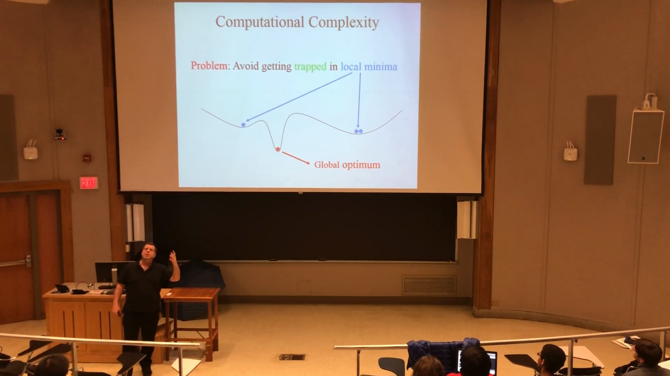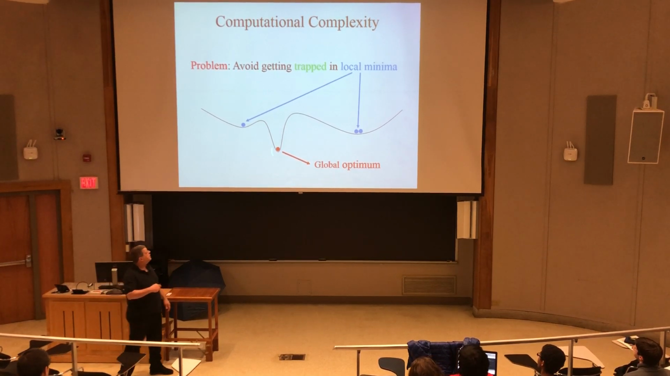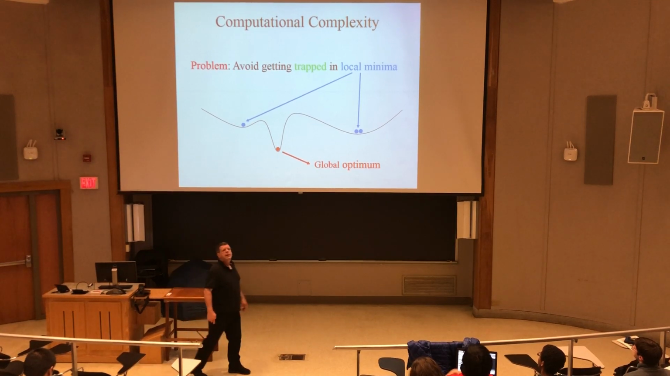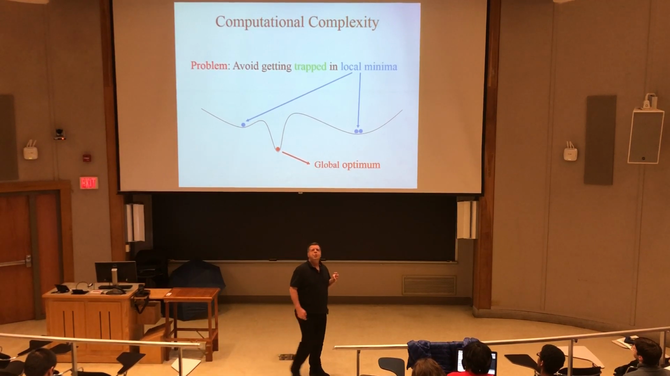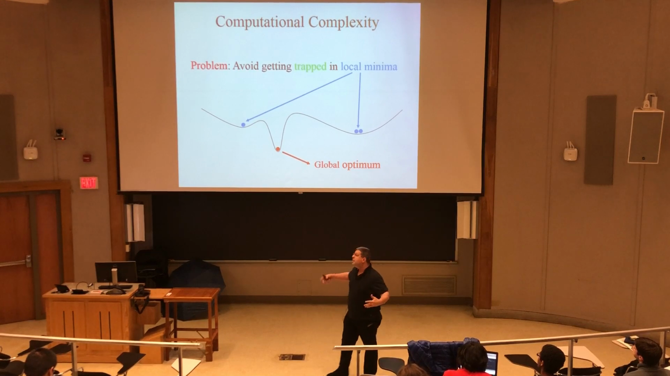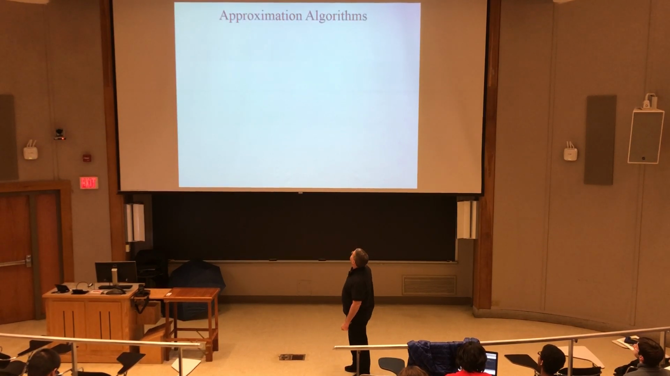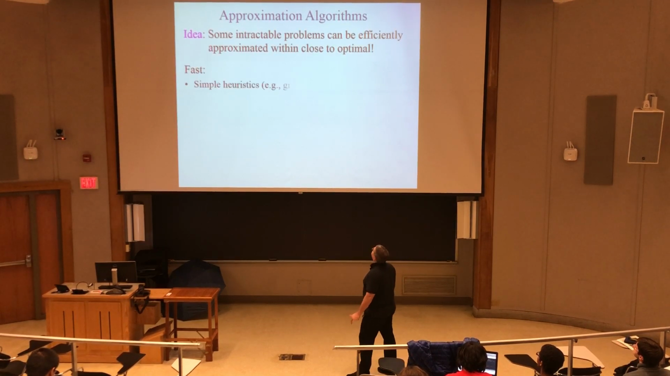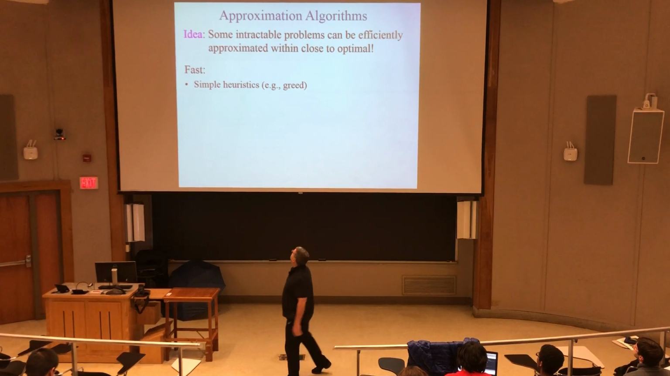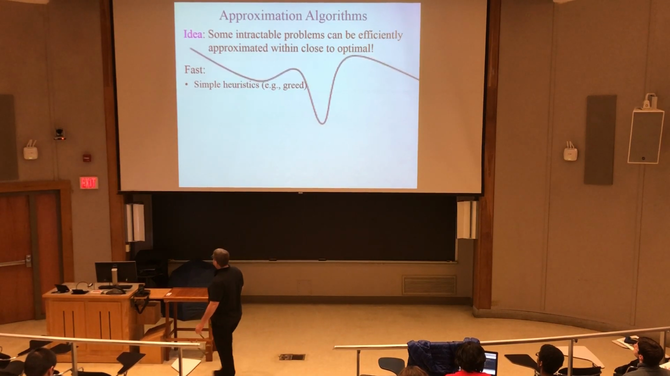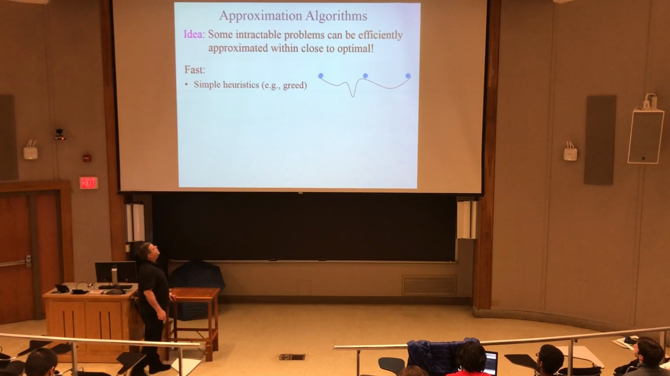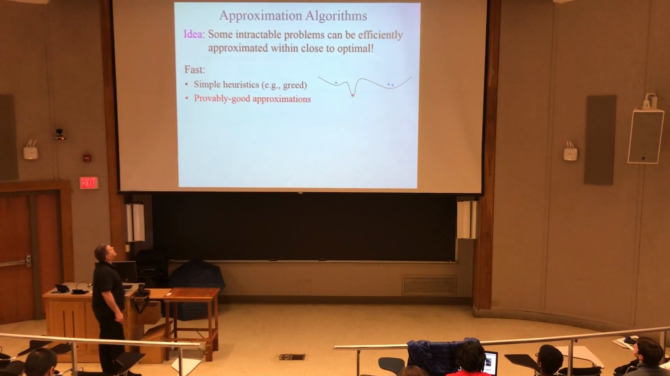It could be millions of dimensions, one per variable, and it's a very complicated landscape. So when you use heuristics, you try to avoid getting trapped in local minima and instead try to maximize your chance of finding better minima and ideally, some global optima if possible. Some intractable problems cannot be efficiently approximated, even close to optimal. And so we use heuristics that are relatively simple to try to find these global optima if possible.